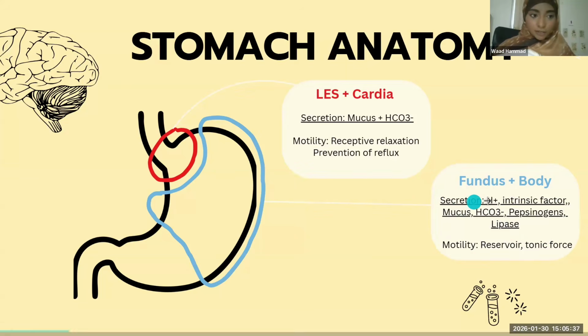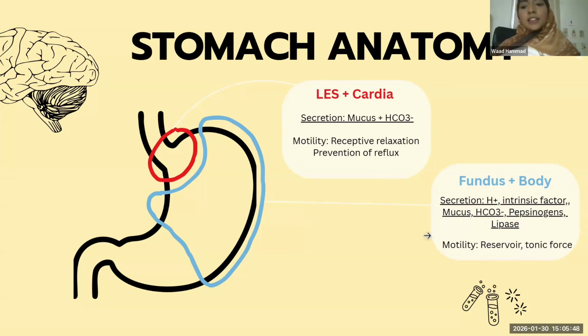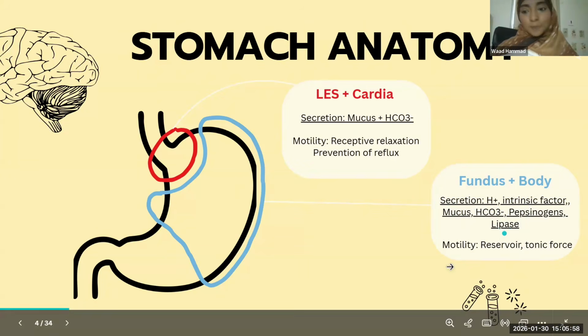So we have acid, obviously, for digestion, and then we have intrinsic factor. I will be talking a lot more about intrinsic factor later on, but for now, what you need to know is that it helps you absorb vitamin B12. Then we have mucus and bicarbonate. Again, this is for protecting the stomach wall. Mucus provides the physical barrier, and bicarbonate acts as a buffer. And then pepsinogens and lipases are your enzymes, okay?